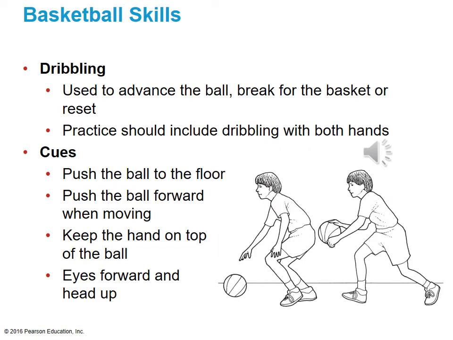The third fundamental skill in basketball is dribbling. We use dribbling to advance the ball, or to break for a basket, or to maneuver out of a difficult situation. Those are the three reasons why you want to dribble: to advance the ball down the court, to break for a basket, which means you're making a 2-point or 3-point shot, or to get yourself out of a bind.